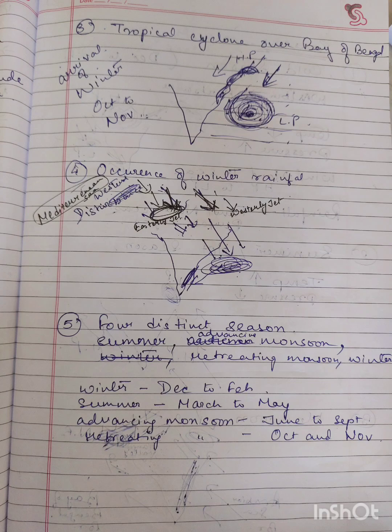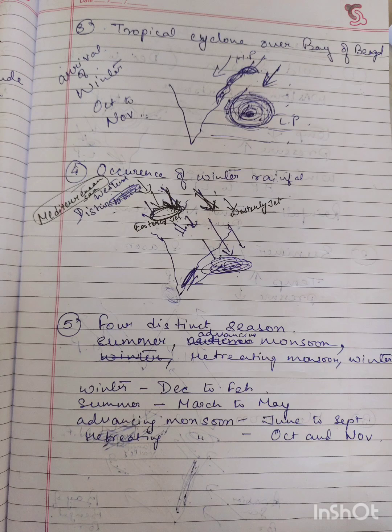In the next diagram, we can see the occurrence of winter rainfall, which is also a feature of Indian climate. And occurrence of winter rainfall is mainly because of the jet stream that comes from the Mediterranean Sea, which we say as western disturbance. It gets divided into two branches, the easterly jet and the westerly jet, and the easterly jet provides rainfall to the Punjab region. Westerly jet blows over the Bay of Bengal, where it collects moisture and provides winter rainfall to the Tamil Nadu coast.